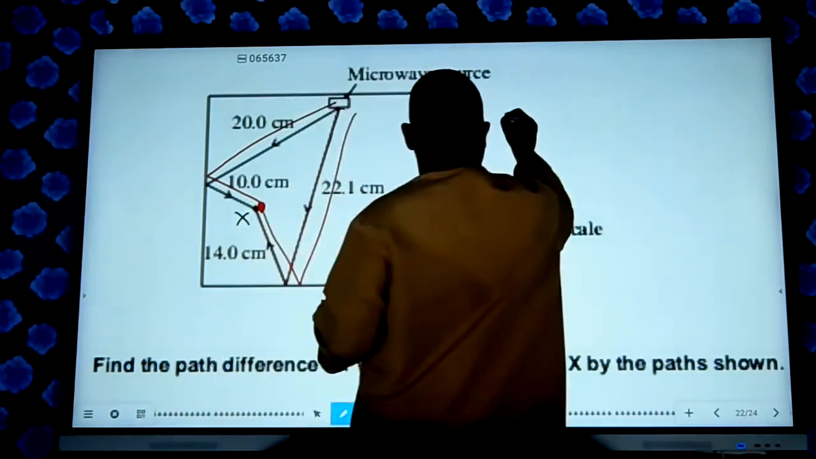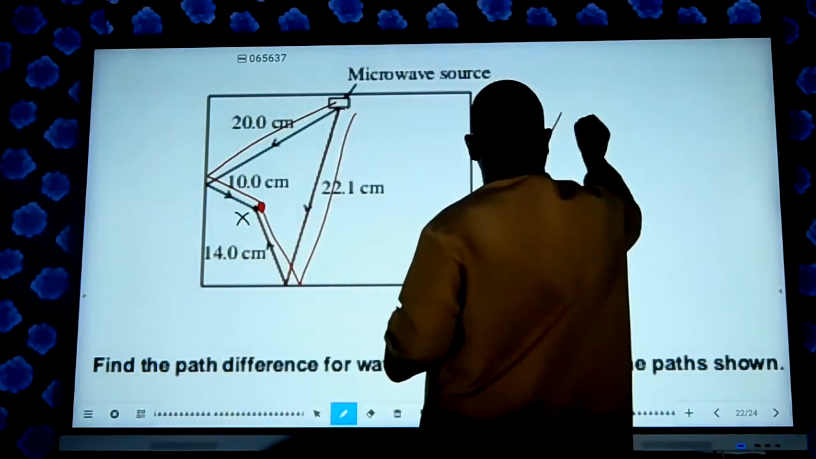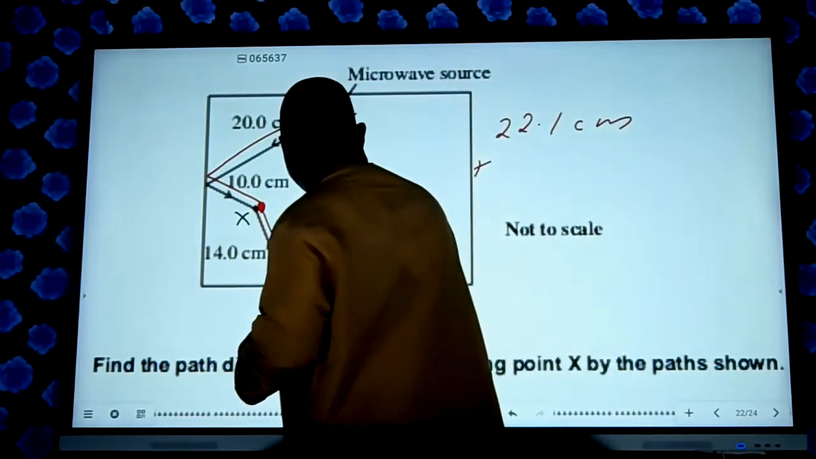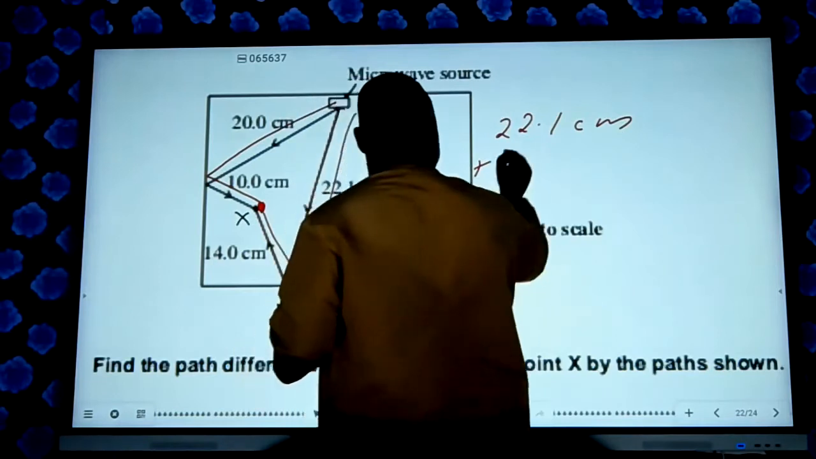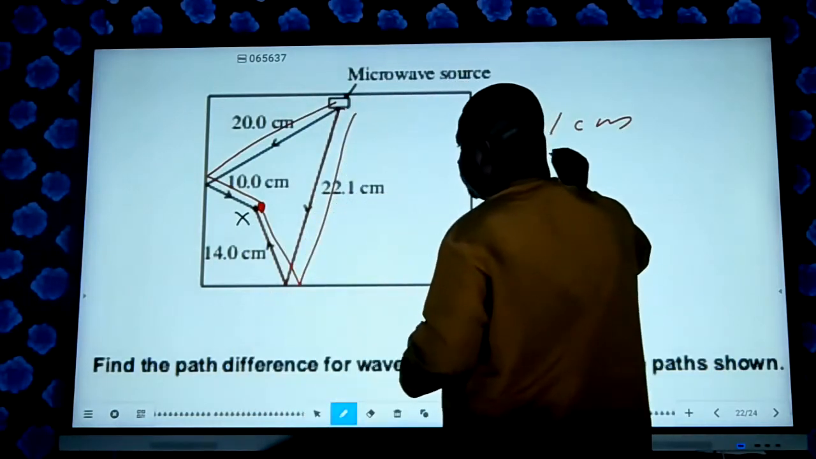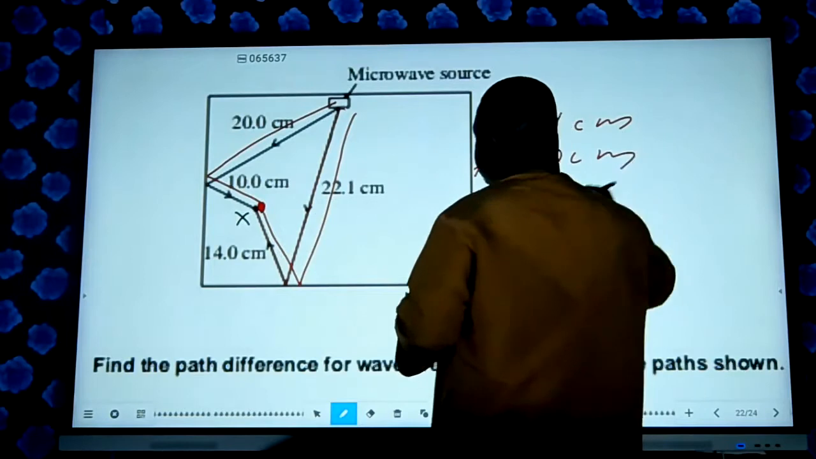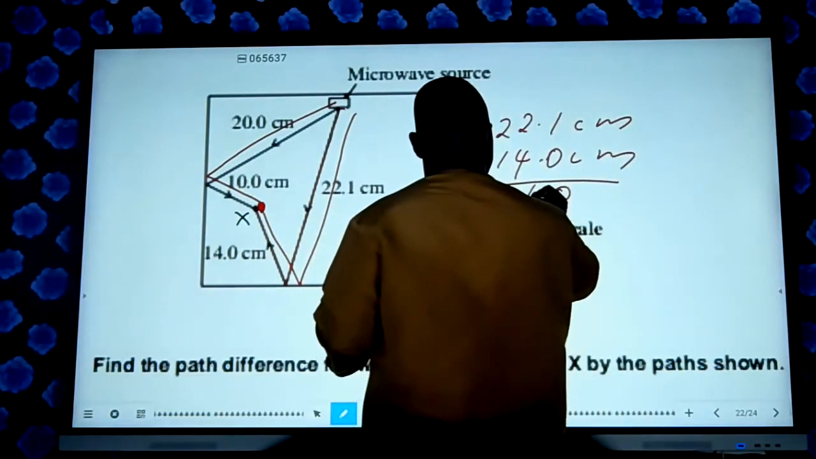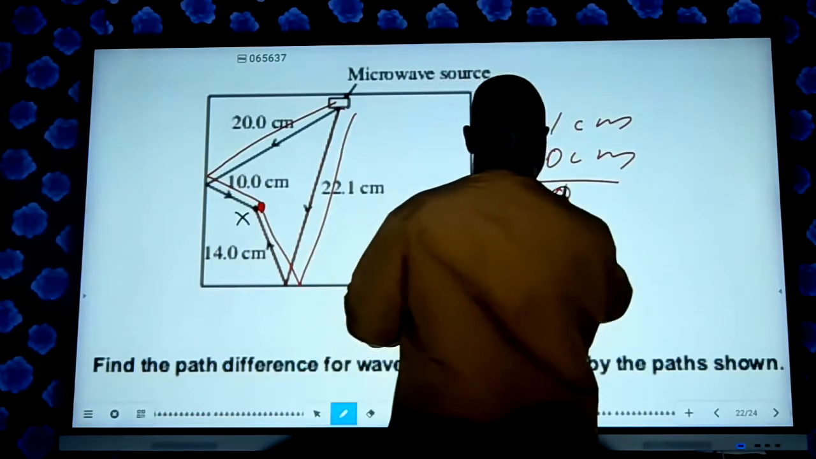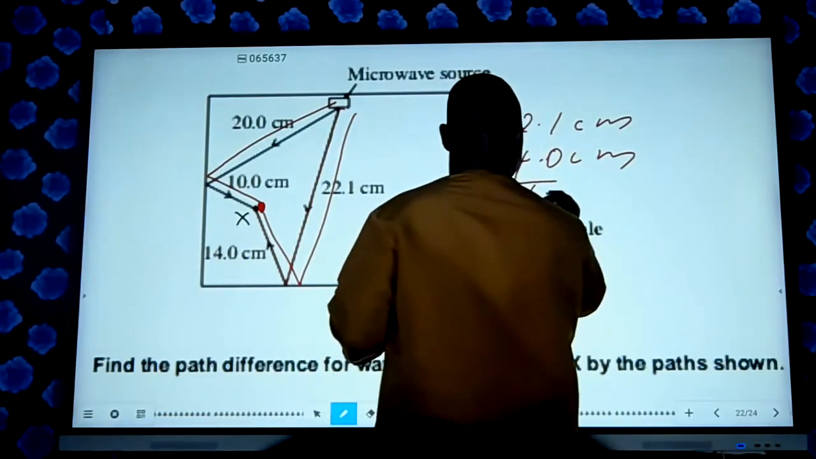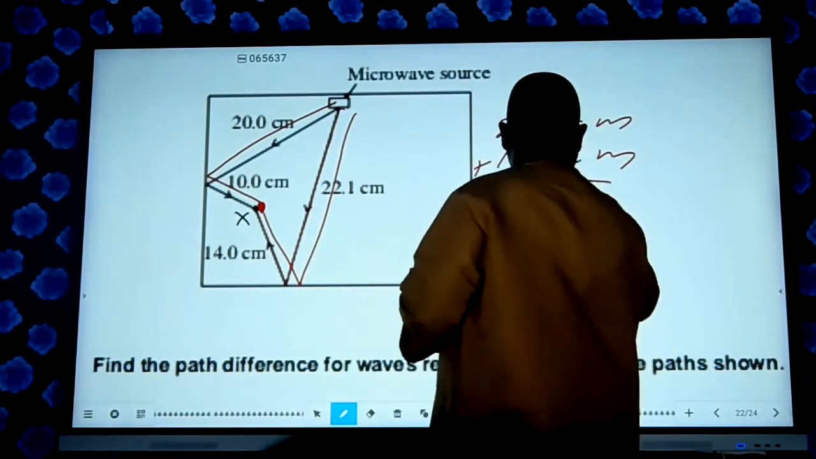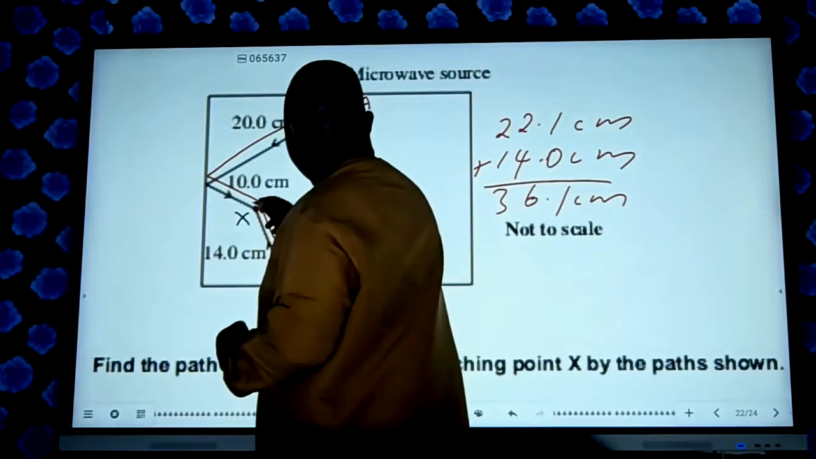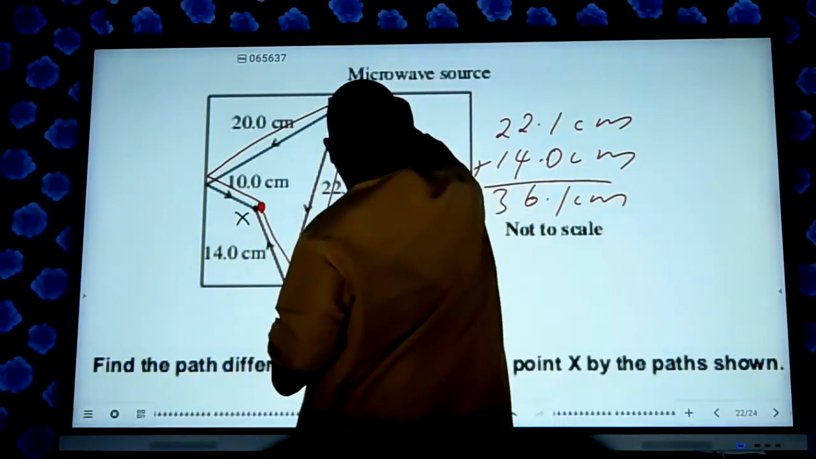So the first part is 22.1 cm, plus the second part is still on the first part, it reflects the same way, 14.0 centimeter. So that is one part. When you look at this, it gives you 36.1 centimeter is the path from this side. Let me call it from A to X on that side, part A.